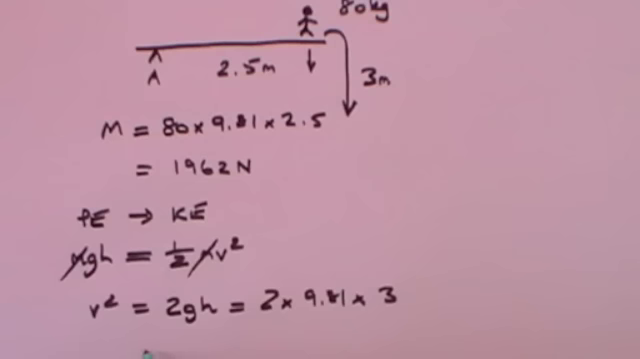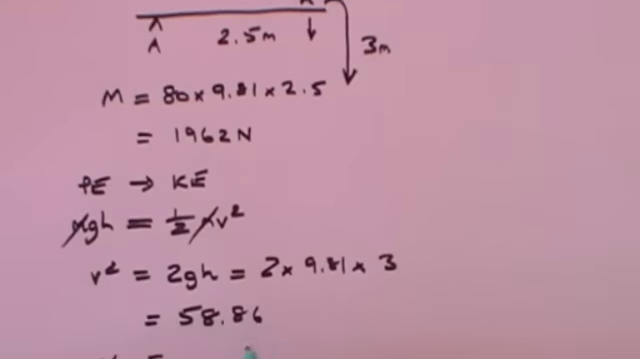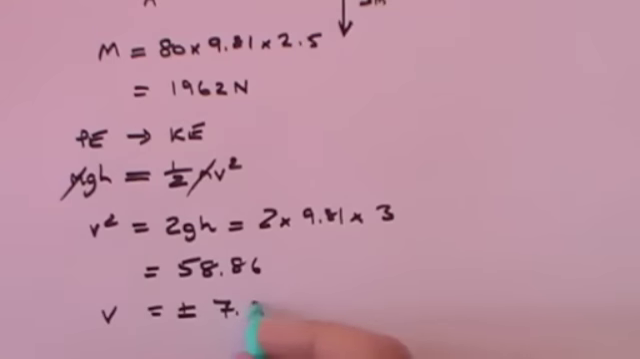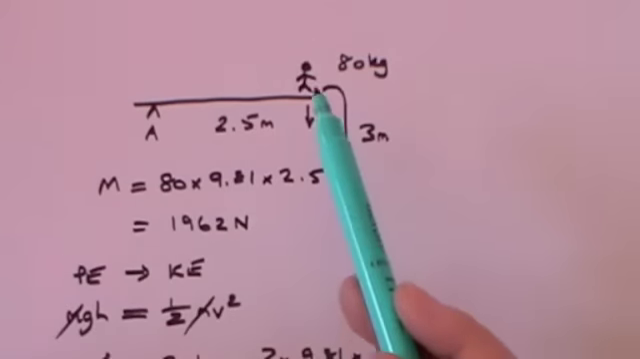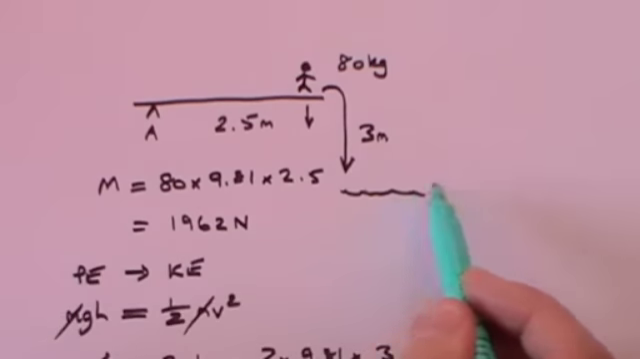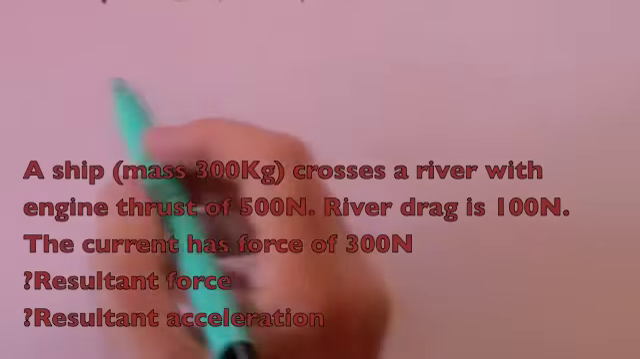And that gives you that v squared is equal to 58.86. And therefore v is equal to, well, it's plus or minus, but for the purposes of this calculation, that doesn't really matter. It's 7.67 meters per second. That is the velocity that this swimmer is going to have when they get to the water 3 meters below the diving board. Question 13.